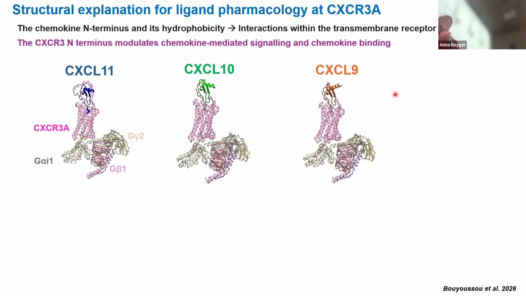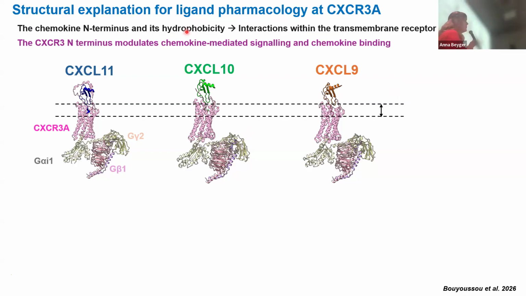Another factor is that the chemokine N-terminus itself, so that's the ligand, and its hydrophobicity affect the strength of the interaction with the transmembrane core. So when we first look at the depth of insertion, we can see that CXCL11 is actually inserted the deepest among all of these other chemokines.